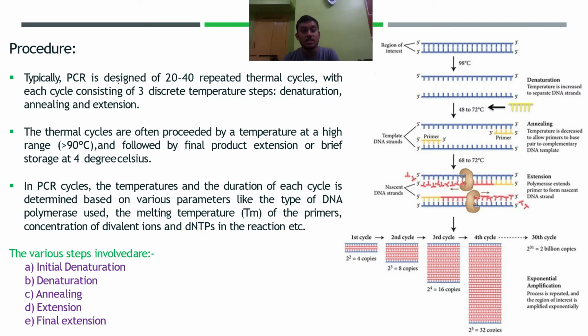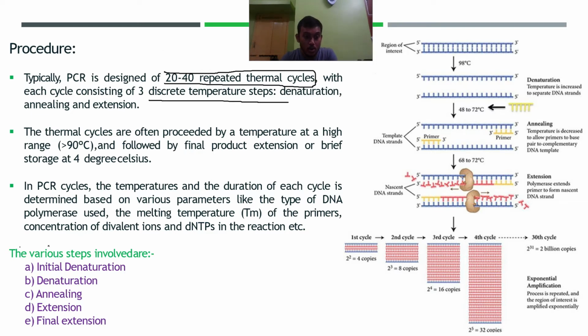Typically PCR is designed of 20 to 40 repeated thermal cycles. So it is carried out generally in a scale of 20 to 40 cycles. With each cycle it consists of 3 discrete temperature steps, which are denaturation, annealing and extension. So as I said, the PCR overall consists of about 20 to 40 cycles, and each cycle consists of 3 different steps.